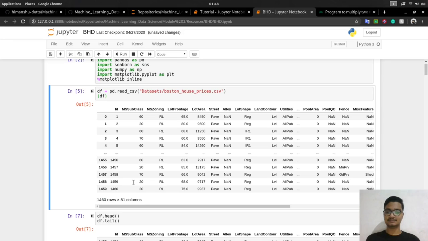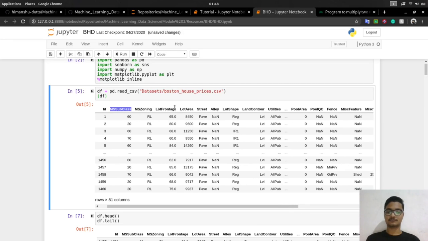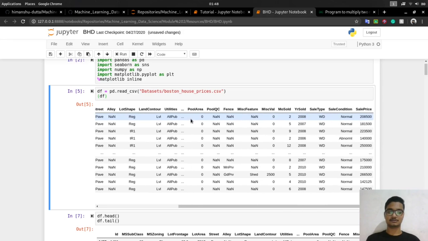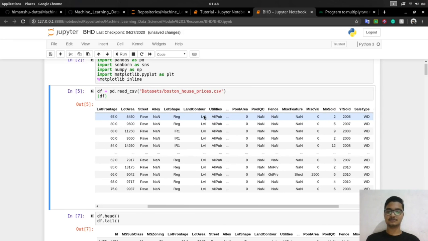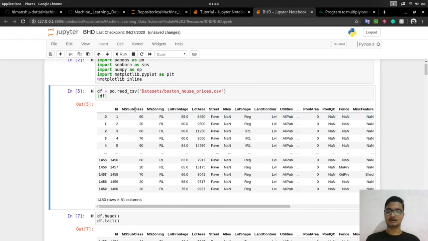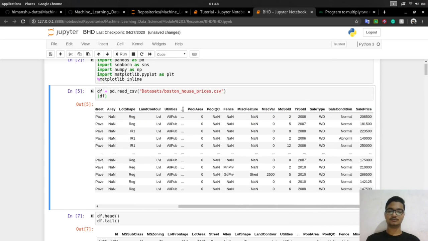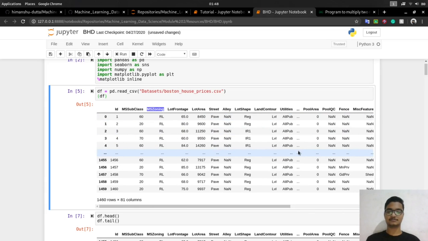Just taking a simple look at this, for example, Id. For a home, if I have to decide the price of the home, Id is not something that I would consider, right? Other than that, MSSubClass, MSZoning, LotFrontage, all these things are features that are related to the price of the house, and we will consider these while deciding the price of the house. Some of these features actually do contribute to the change of price, and some of these features might not contribute to the change of price. So how do we know which features are contributing and which are not?